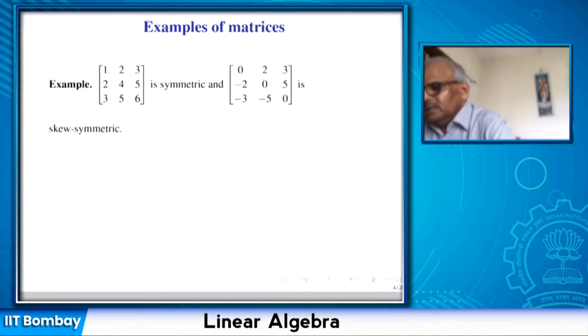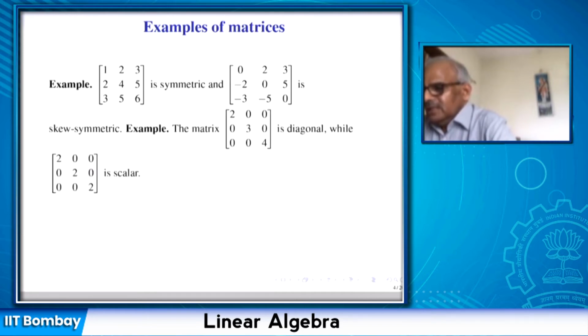So the entry in the first row and third column is 3, and it is minus 3 in the first column and third row. Similarly for others, and you see that the entries in the principal diagonal are all 0. Okay. So we have the symmetric matrix and skew symmetric matrix. This matrix is diagonal because all the entries above the principal diagonal, which are 2, 3, 4 here, and below the principal diagonal, they are all 0.